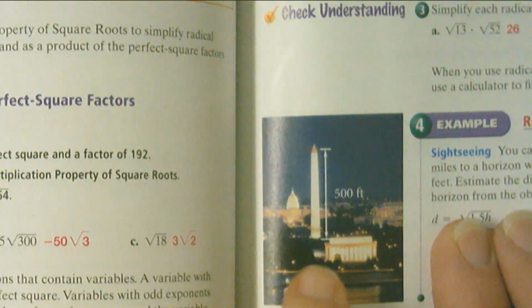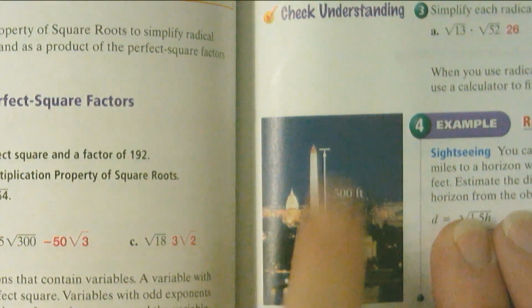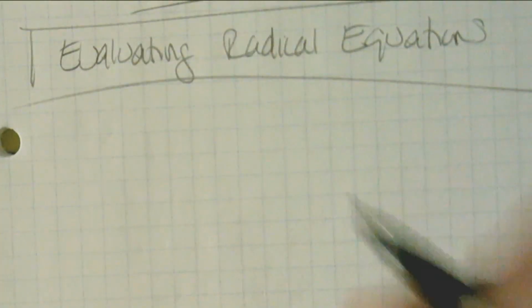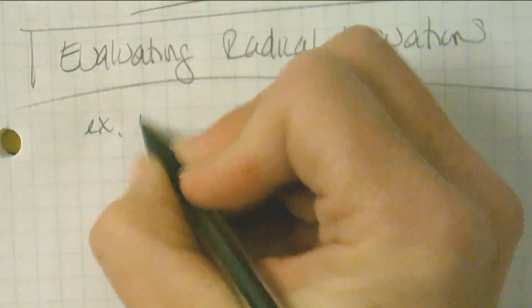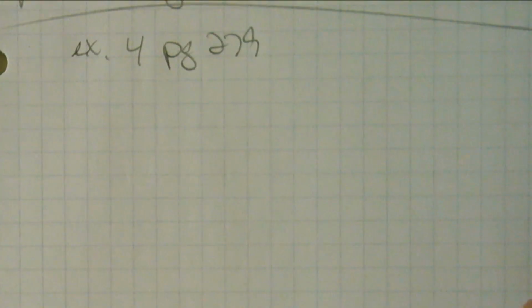So I can estimate how far away from wherever I am to the Washington Monument if I know the Washington Monument is 500 feet. Let's figure out what I'm talking about. This is example number 4 from page 279. Let's write down the information that we said.